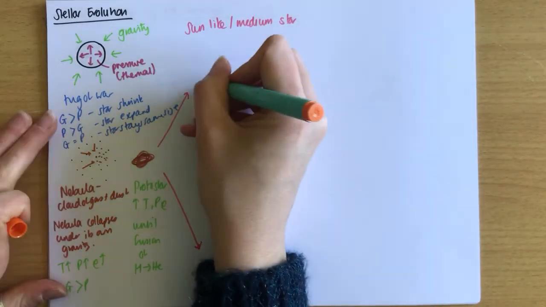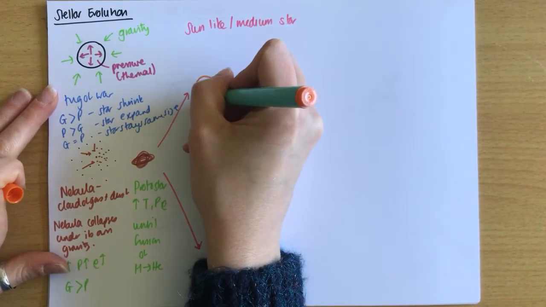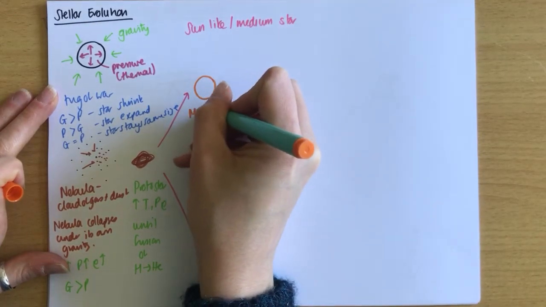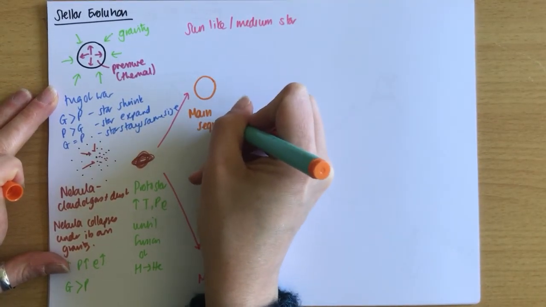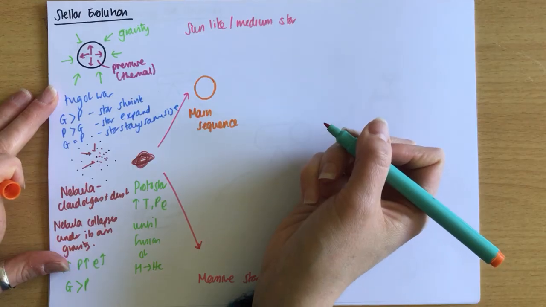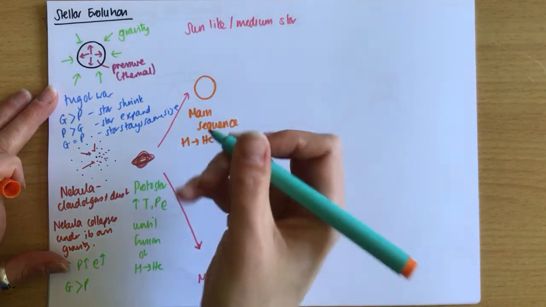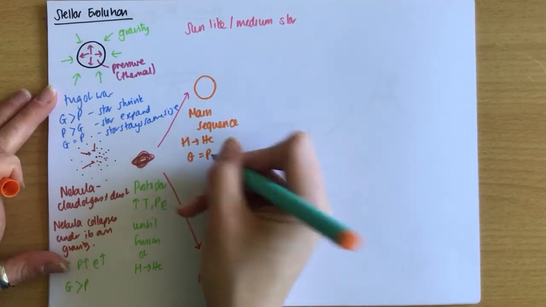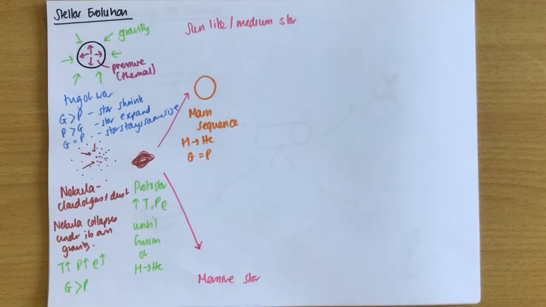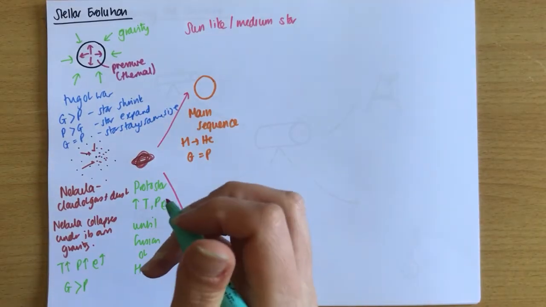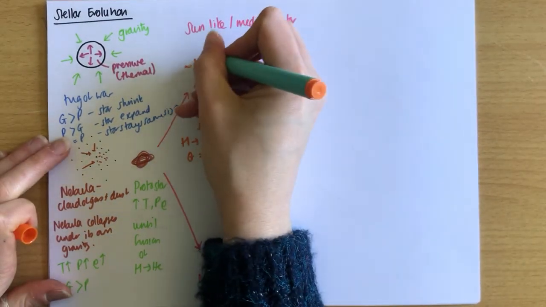So we start off, I'm going to look at sun-like stars with the main sequence. The main sequence is the longest and most stable part of a star's life. It's when hydrogen is being fused into helium, and during this time gravity is equal to pressure, therefore the star stays at the same size. This for a sun-like star is approximately 10 billion years.